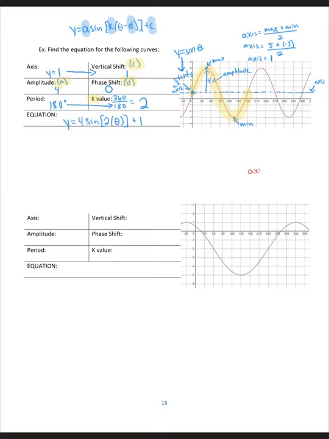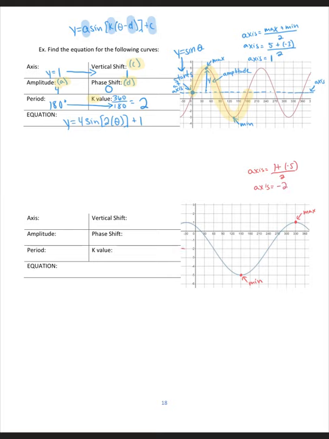So our axis is going to be our maximum, which we can say is here at 1, plus our minimum. We have our max, and we have our min. Okay, so I have a maximum of 1, and I have a minimum of -5. We're going to add those together and divide by 2. So 1 plus -5 is -4. -4 divided by 2 is -2.